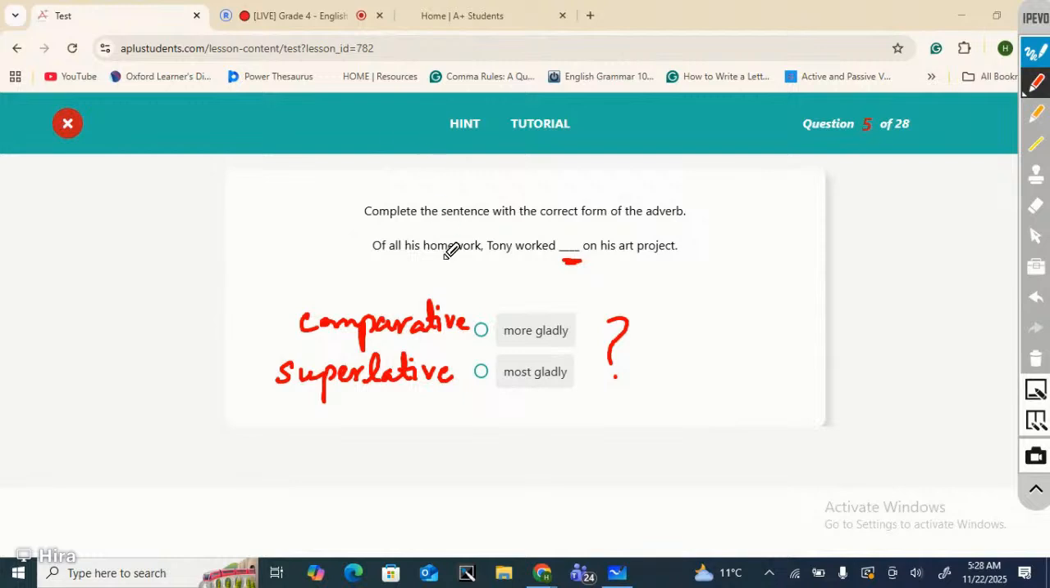Option two, yes, option two it is. Why did we choose the superlative adverb? Because of all his homework, Tony worked on all his homework, not two, all his homework. Tony worked most gladly on his art project. So, the superlative adverb shows how more than two actions are compared or done, right?